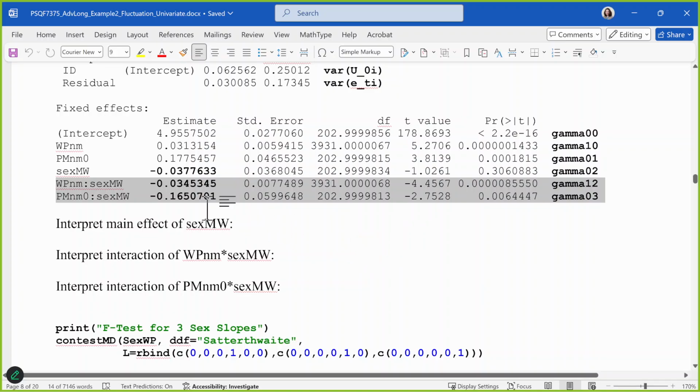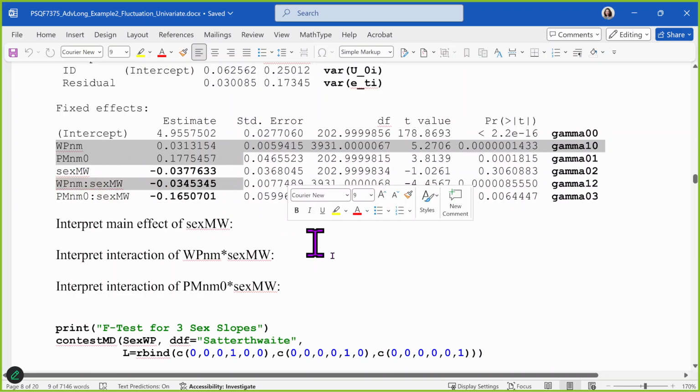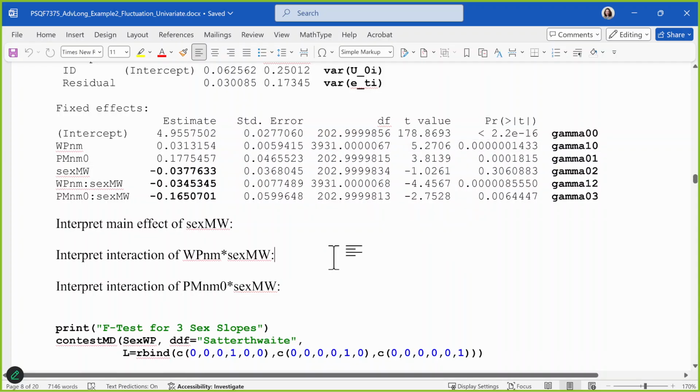And what pattern would you call these? More positive, less positive, more negative, or less negative. Less positive. So in women, are these effects weaker or stronger? Weaker, yeah. All that stuff you learned about that, it goes the same. So yep, they're weaker in women.